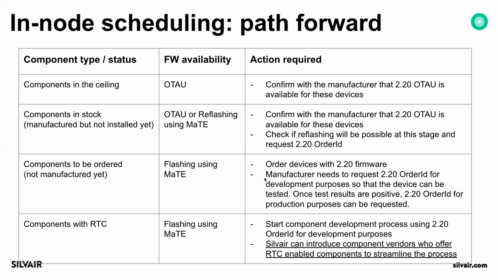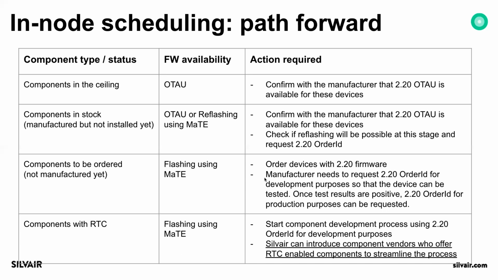with in-node scheduling. The second case is where the components are somewhere in the sales channels, where they have already left the manufacturing side. So they were already manufactured and sent out either to a luminaire OEM or somewhere further to the project side, but haven't been installed yet. So that's a very long chain here. We think that two options might be reasonable.